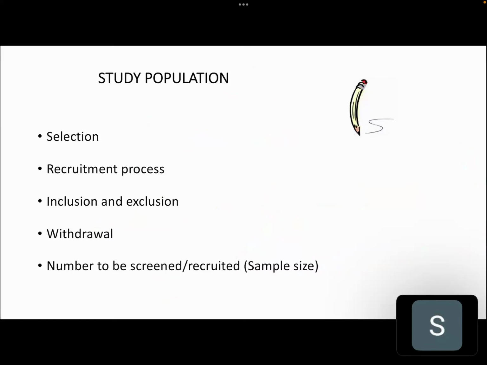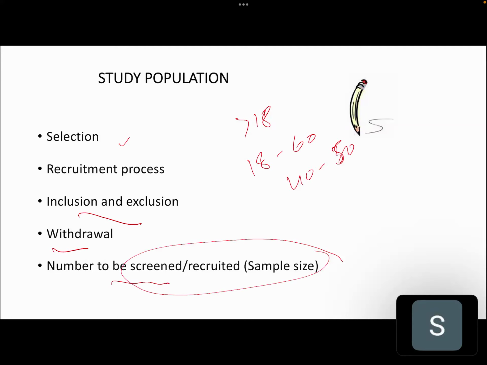Study population: they have to share what type of population they are selecting. Is it above 18, or which age group they are taking, 18 to 60 or 30 to 40 or 40 to 50? Admission criteria: whom they are taking, who they are not taking, when they can withdraw, and what sample size is needed. This is given by the stat team.